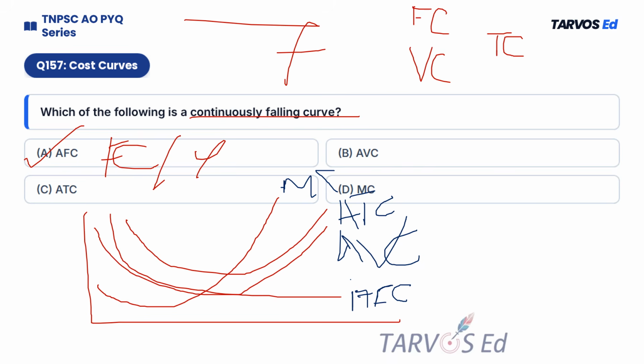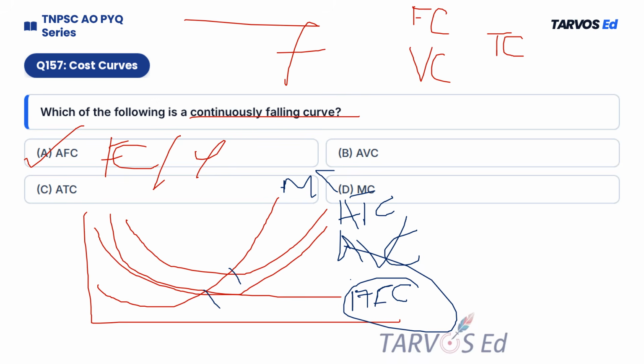So remember, marginal cost will cut average variable cost and average total cost at their lowest points. When marginal cost is below AVC and ATC, both the AVC curve and ATC curve will be declining, which means that average variable cost and average total cost will decline only when the marginal cost is below them. When marginal cost starts increasing, then average total cost and average variable cost will also start increasing. All these three curves are U-shaped except AFC. AFC is alone. We call it a rectangular hyperbola.